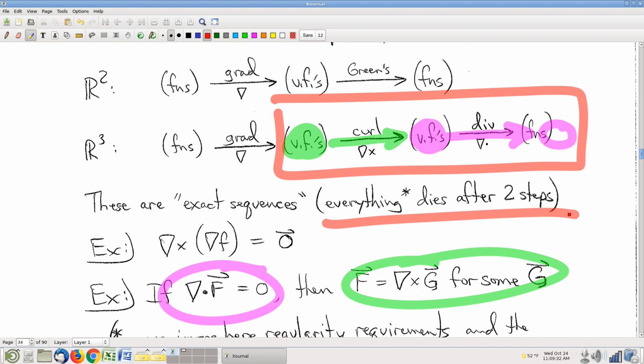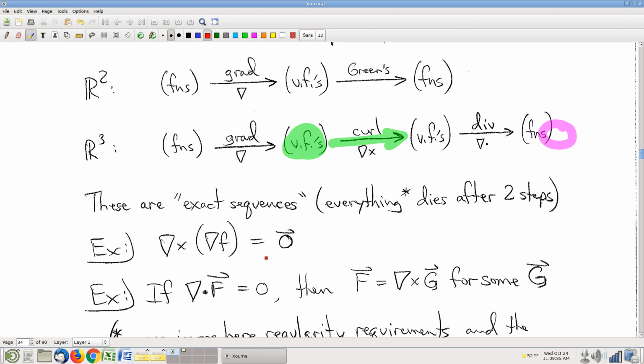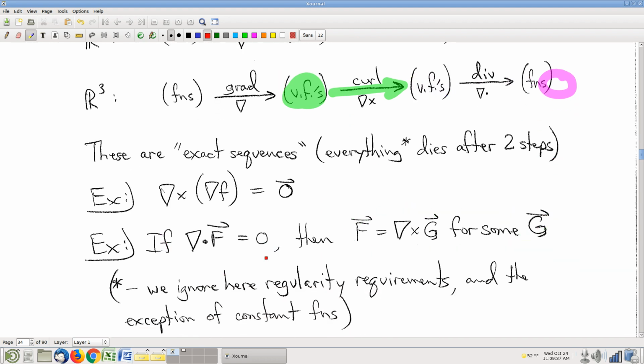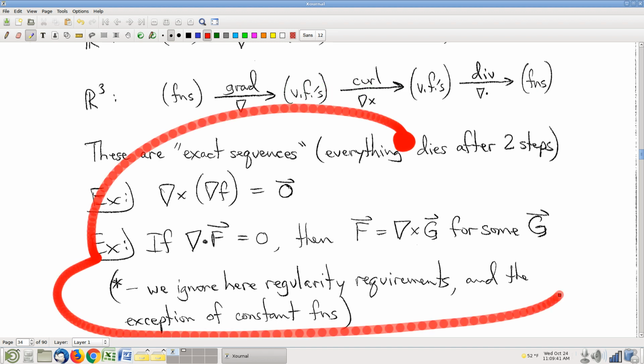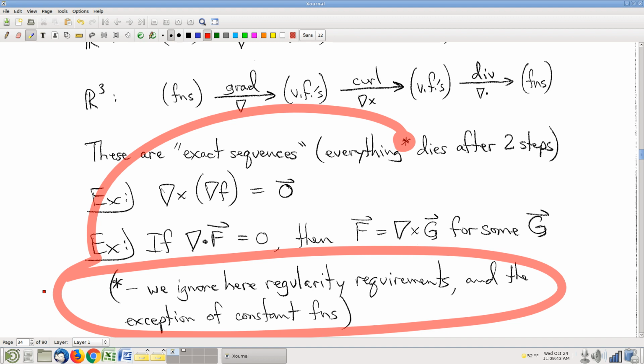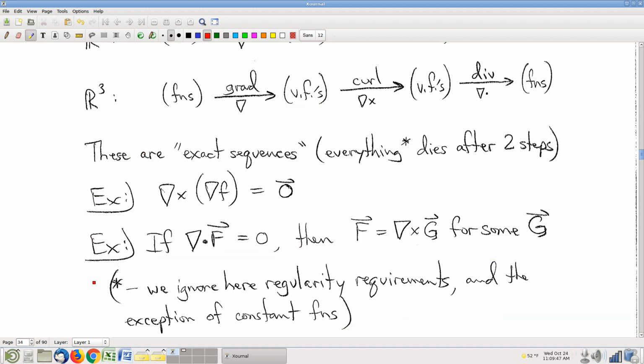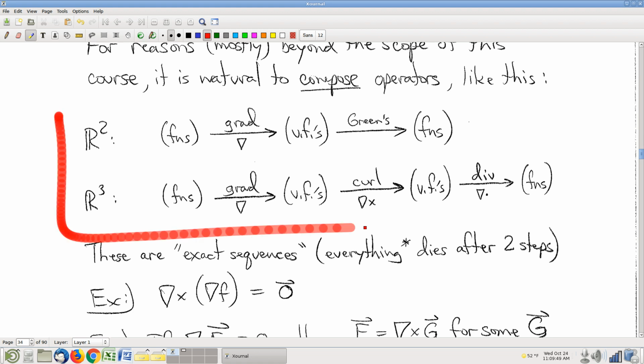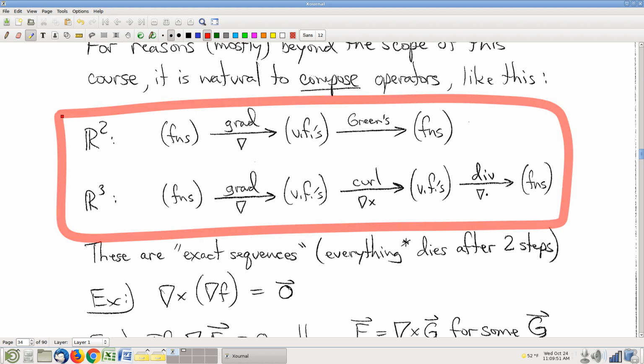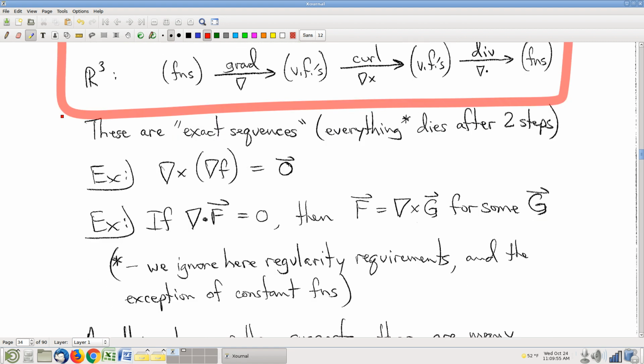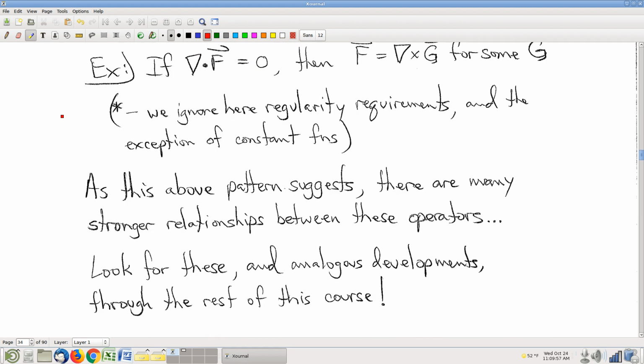There are a couple of exceptions here. I don't want to get bogged down in these exceptions, but it has to be said. So anyway, grouping these together like this is very natural in a lot of ways. I'll say more about that much later on. Anyway, heads up about that.